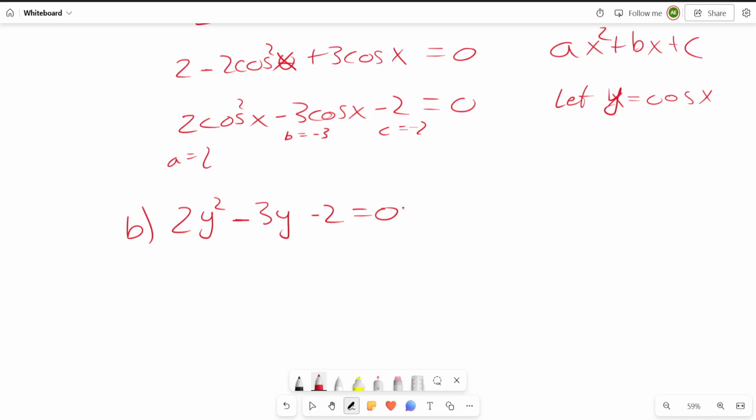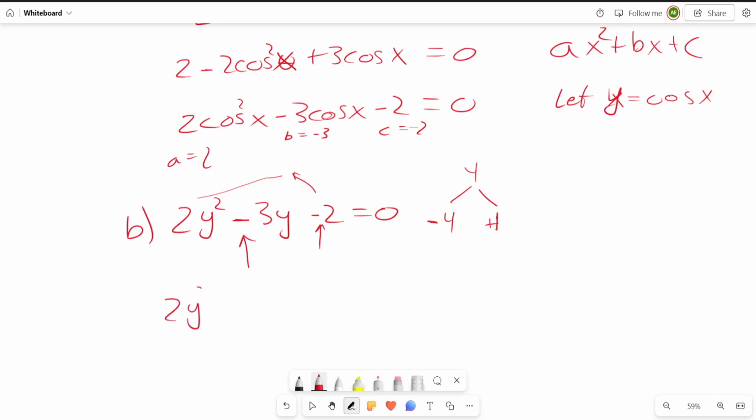Let's solve this using factorization. I notice that my a is not 1, so I will start by multiplying this a with this c. It's going to give me minus 4. Next step, I'm going to look at the sign. It's a minus, so I need 2 factors of 4 that subtract to 3: 4 and 1. And since this is a minus, the bigger factor is going to take the middle sign. So 4 is the bigger factor, minus is the middle sign, so it's going to be minus 4 and a plus 1.